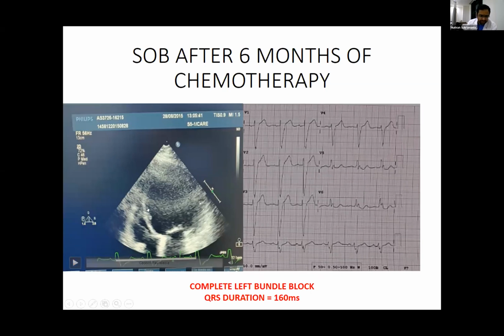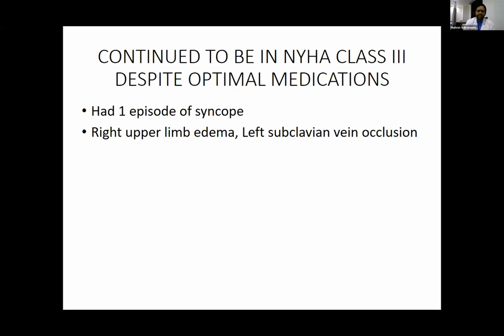This is her echo. It's not playing for some reason, but the echo showed a global hypokinesia and an EF now of only 30%. So the patient has developed a new left bundle branch block and a new onset LV dysfunction as a result of chemotherapy. We tried medical therapy. She continued to be symptomatic. She also in between had one episode of syncope, and this is something we need to keep in mind when we see patients with new onset conduction disturbances. We need to be aware that a reduced LV function can also lead to arrhythmias on its own.